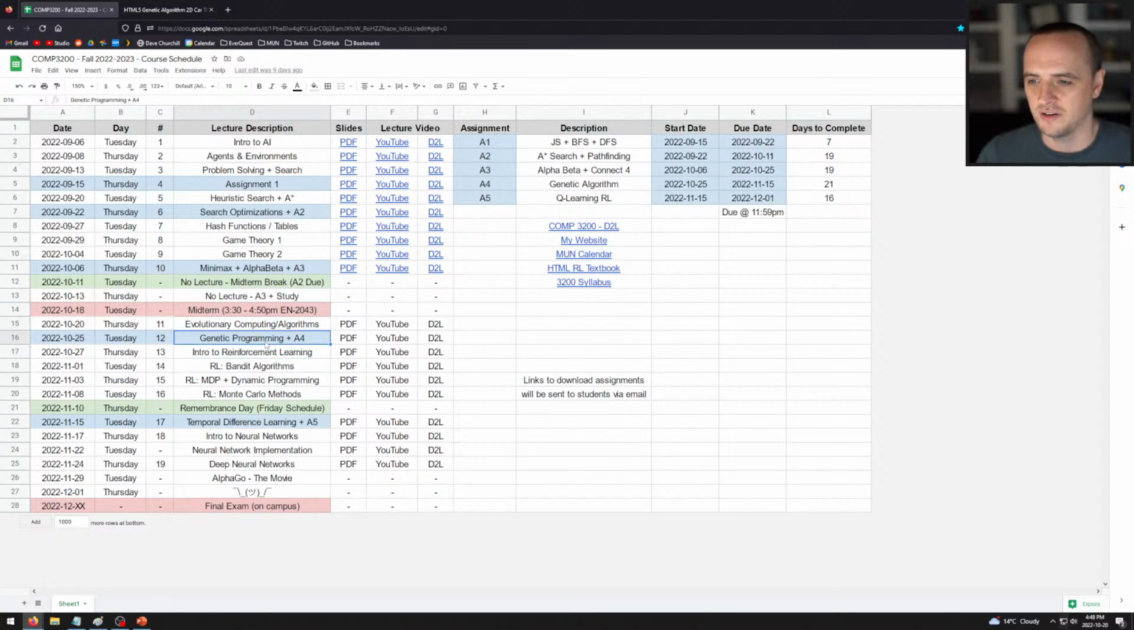On Tuesday, in the next lecture, we are going to talk about the last type of evolutionary algorithm that we didn't talk about today, which is genetic programming. They use a tree structure, so they're a little bit more complicated. And then we'll also introduce assignment 4.